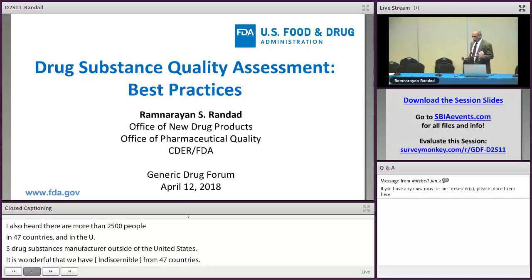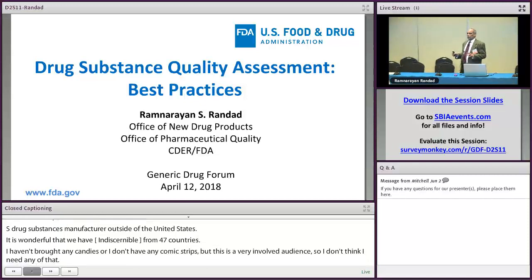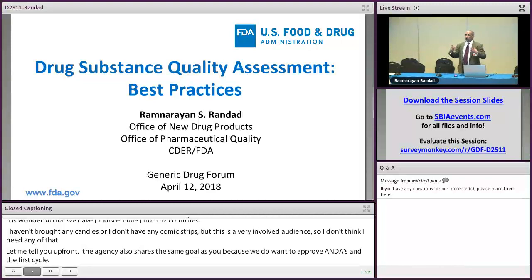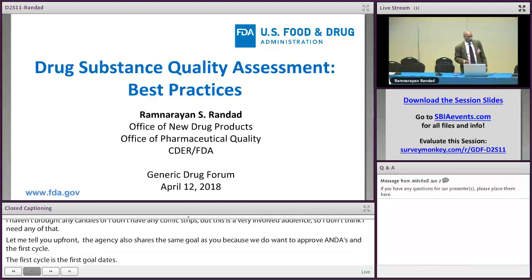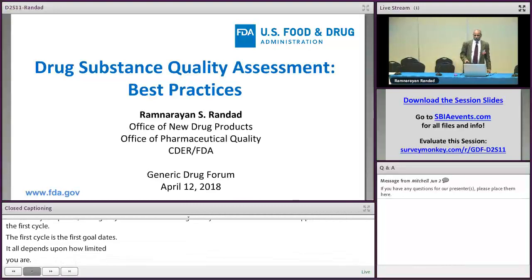So let me tell you way up front, the agency also shares the same goal as you, because we do want to approve ANDAs in the first cycle. First cycle is the first goal date. It all depends upon how committed you are, so that we can achieve this goal together to improve the accessibility, affordability, and availability of generic medicine. It's also wonderful to see a lot of my colleagues from FDA.